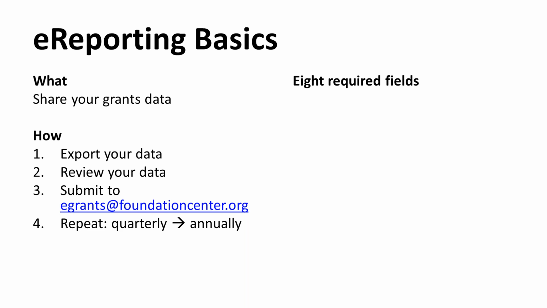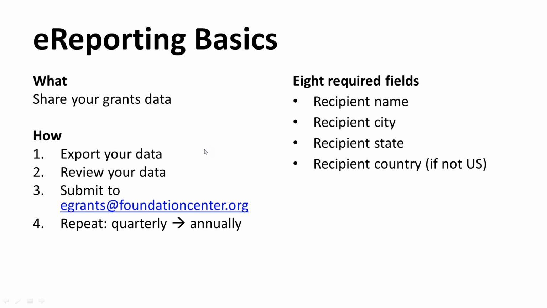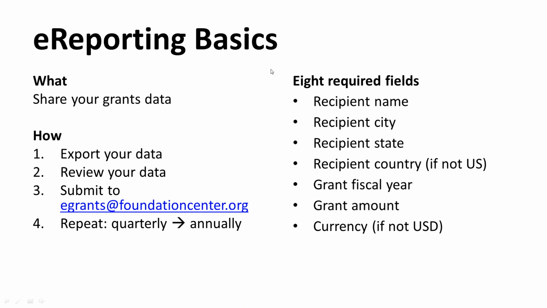So again, as for what information you are required to share, there's just 8 required fields. And as you can see, half of them have to do with the recipient, another 3 with the timing and the amount of funding provided, and the last is a grant description. And in a bit, I'll explain why a good grant description is so important.